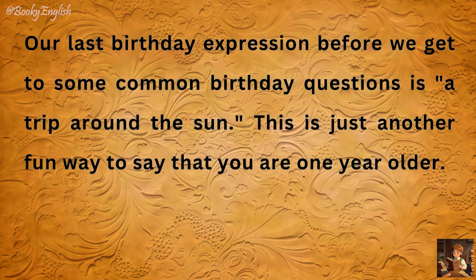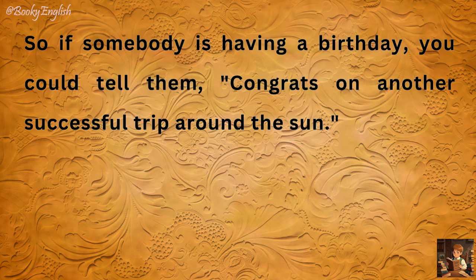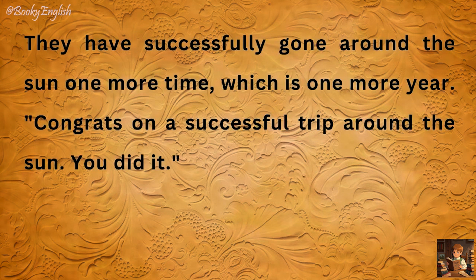Our last birthday expression before we get to some common birthday questions is a trip around the sun. This is just another fun way to say that you are 1 year older. So if somebody is having a birthday, you could tell them, congrats on another successful trip around the sun. They have successfully gone around the sun one more time, which is 1 more year. Congrats on a successful trip around the sun.